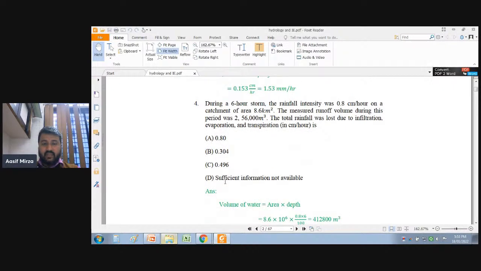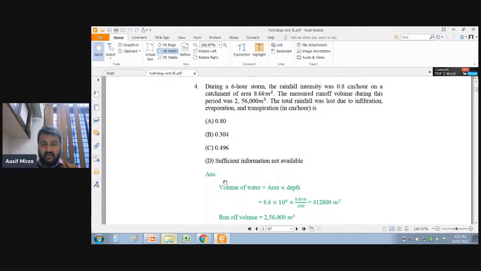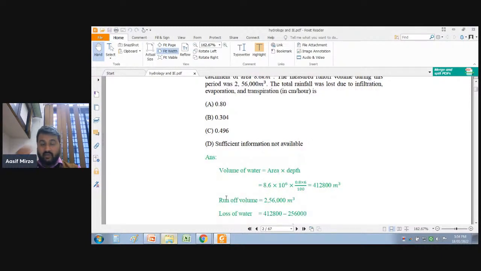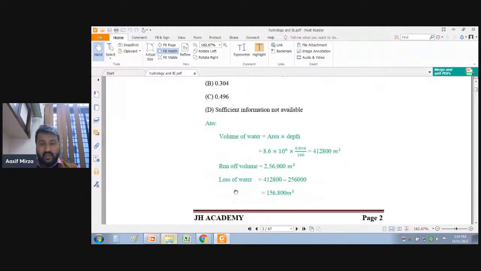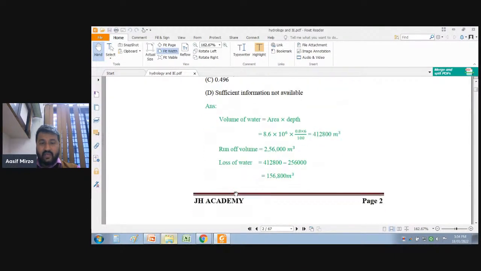So volume of water is nothing but the area into depth. Area is given as 8.6 kilometer square. We have to convert this into meter by multiplying 10 raised to the power 6, and the depth is given as 0.8 into 6 hour divided by 100, and you will get the volume of water as 4 lakh 12,800 meter cube. Now runoff volume is 2 lakh 56,000 meter cube. So loss of water will be 4 lakh 12,800 minus 2 lakh 56,000. You will get the value as 1 lakh 56,800 meter cube.